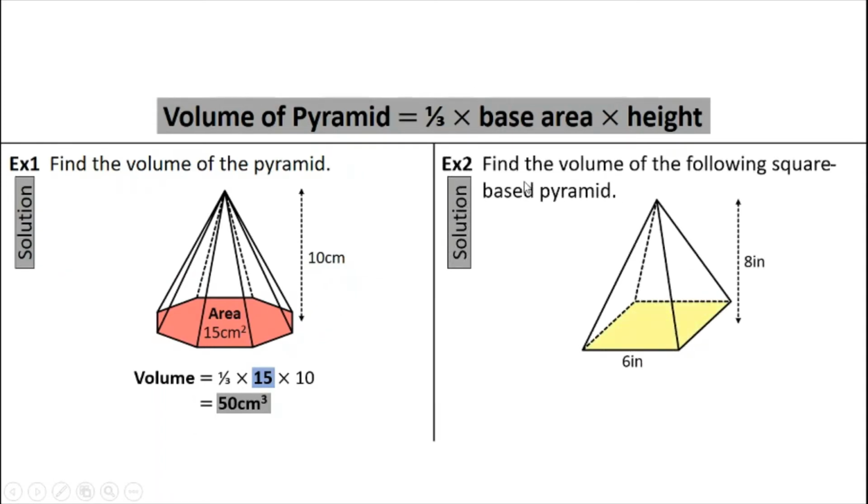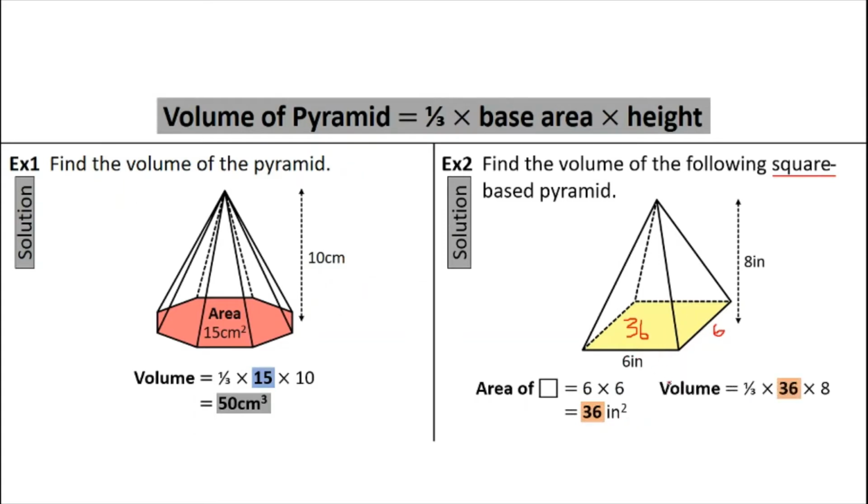Example 2 on the right, it says find the volume of the following square-based pyramid. Now, on this particular example, it only gives you 1 side length. But it tells you in the question it is a square-based pyramid, which means that side there is also 6. 6 times 6 will give you a base of 36. So now we know that bit, the area of the square, 6 times 6 is 36 square inches.